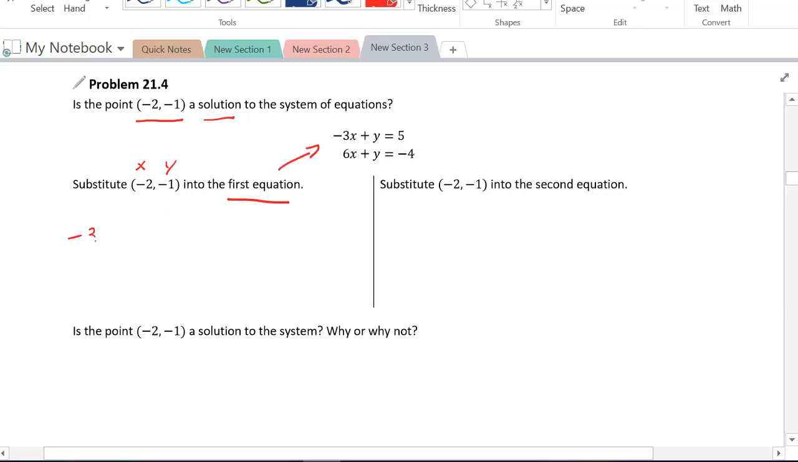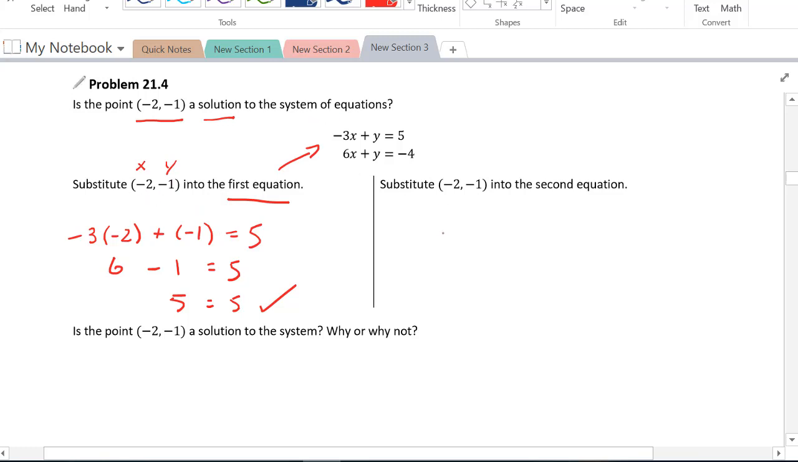So that would give us -3 times -2 plus -1 equals 5, right? So if we work that out, this is going to give us a 6, and then plus and minus become a -1 equals 5, and 6 minus 1 is 5 equals 5. So check. All right, so you see this point works for the first equation, okay?